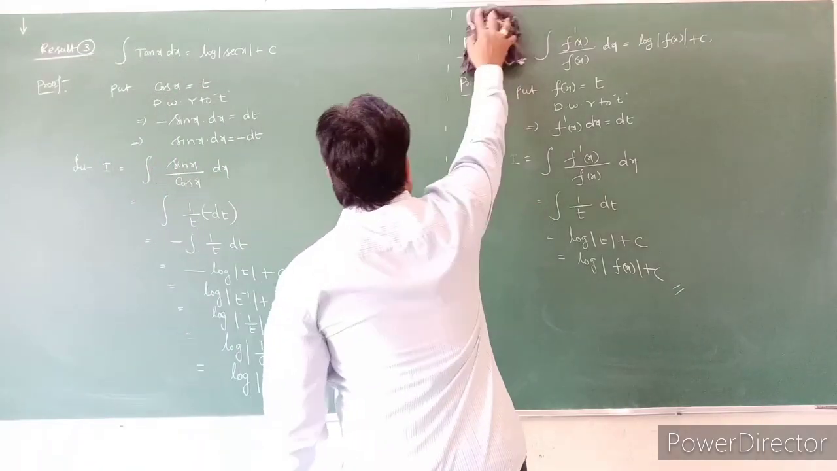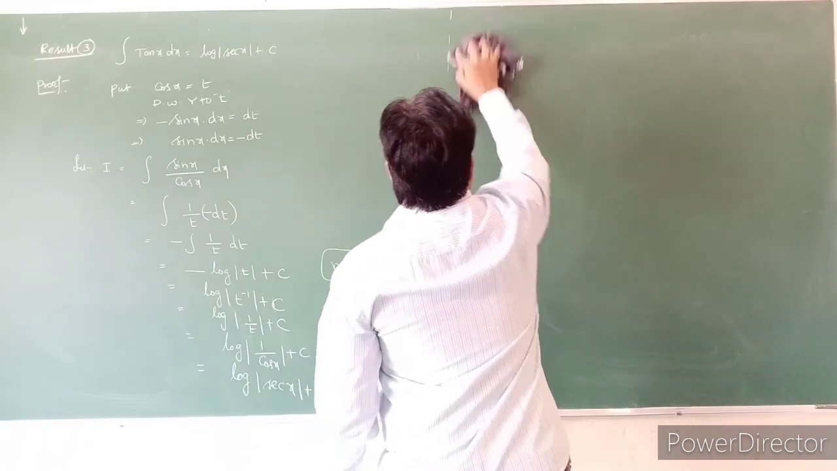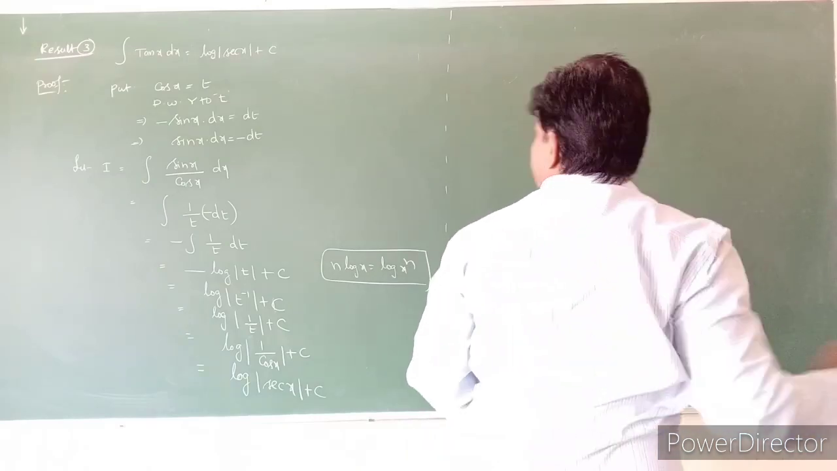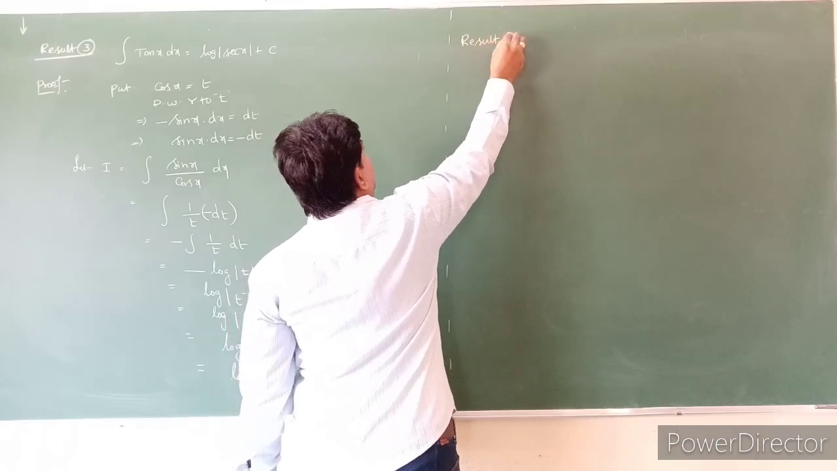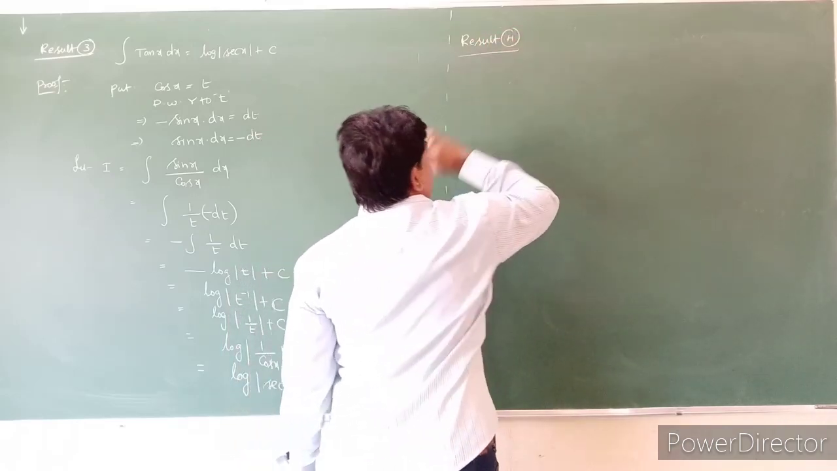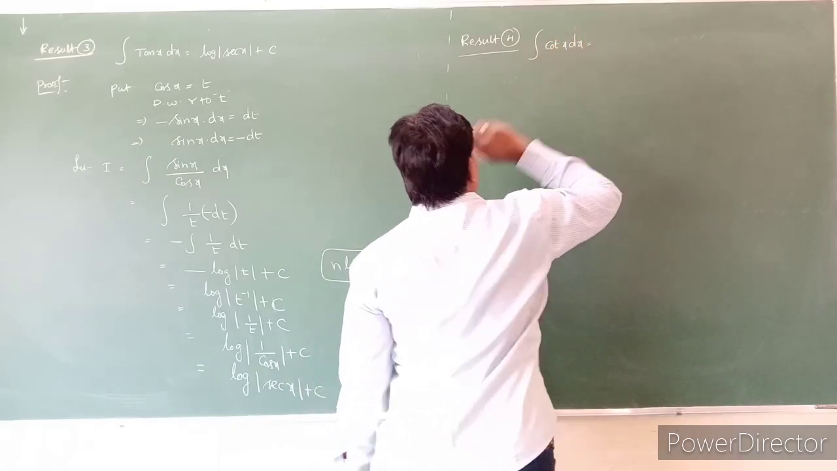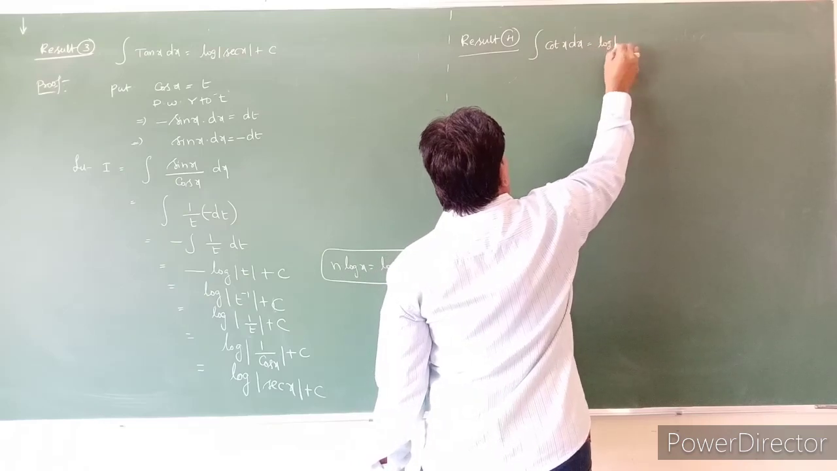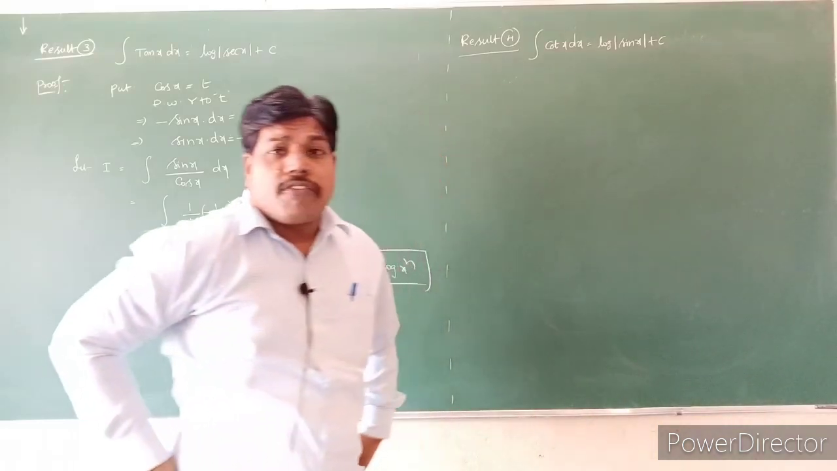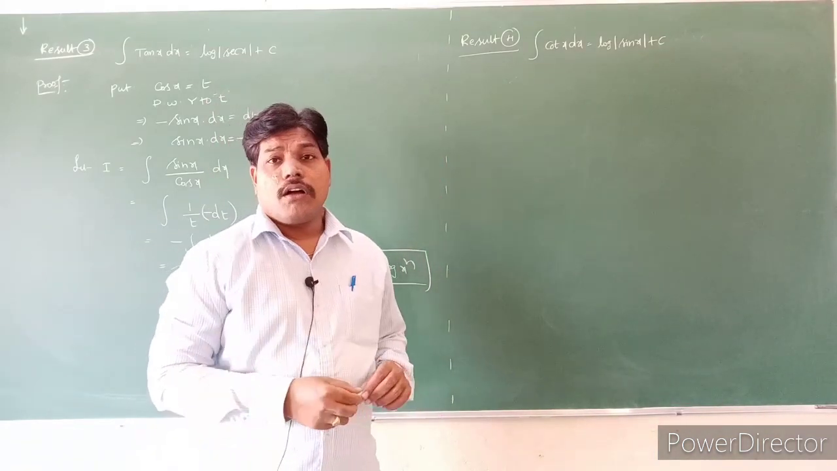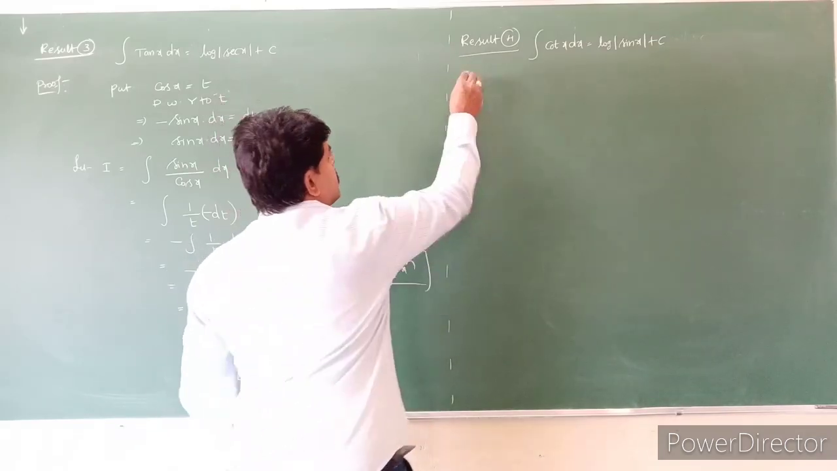And see similarly the integral of cot x also. Integral of cot x, result number 4. What is that? Integral of cot x into dx is equal to log of mod sin x plus c. So what is this question? See that, students, this is also the same model.